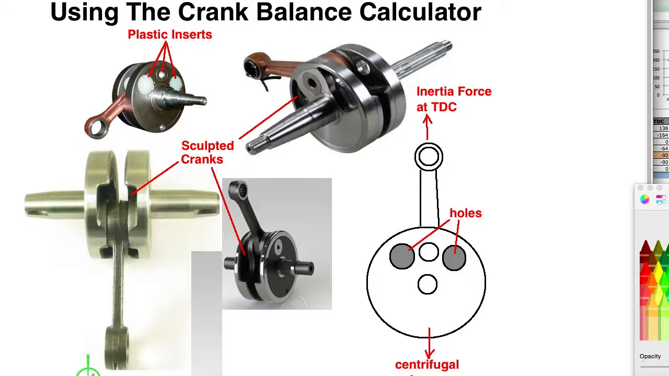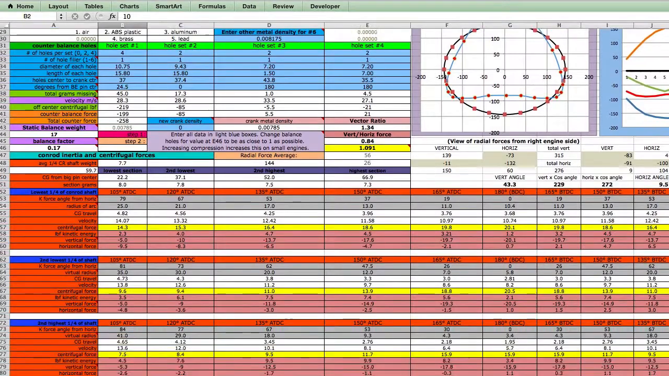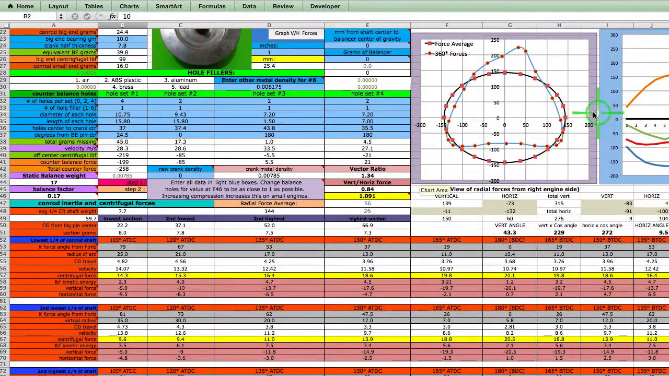This video is about my Excel spreadsheet for balancing a single cylinder crank. This is the spreadsheet. And what it does is graph the combination of inertia and centrifugal forces every 15 degrees of crank movement. And this is the graph right here in this case. This is a reference graph right here.